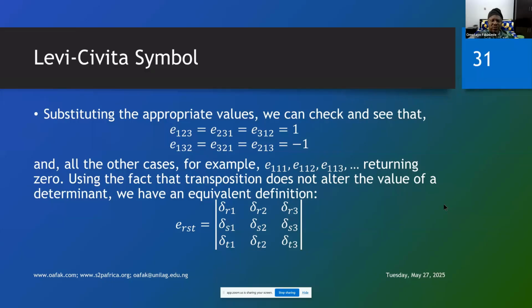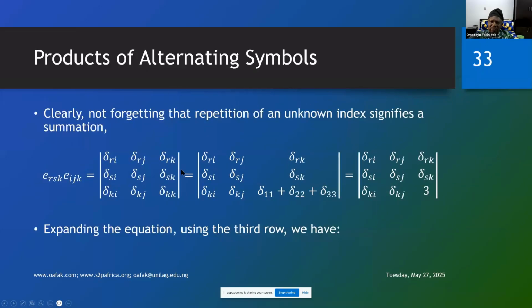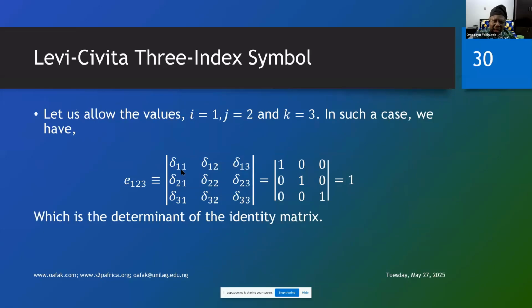But you don't need to take that. You can just go back to the original definition. If you go to the original definition, you can always substitute I to be 2, J to be 1, and K to be 3 to get E213. And you will see that the determinant you are going to get is going to give you a negative number. So that is how it is.